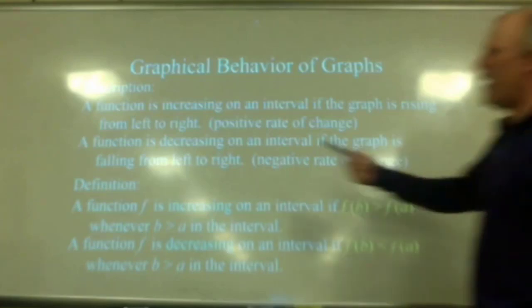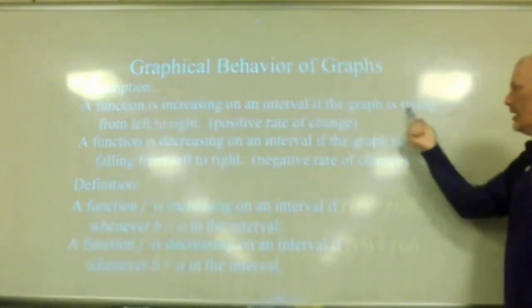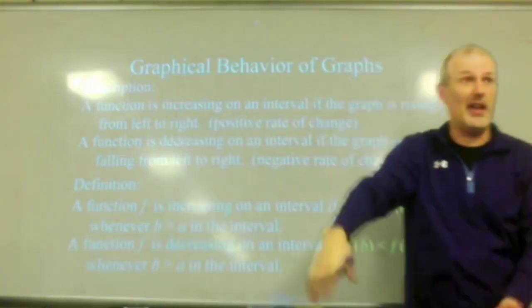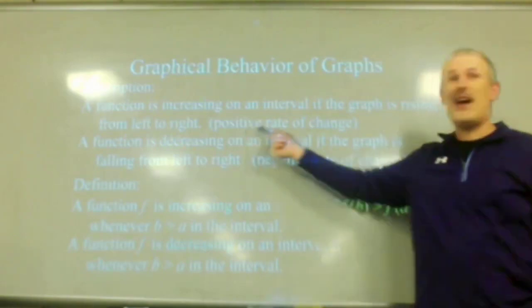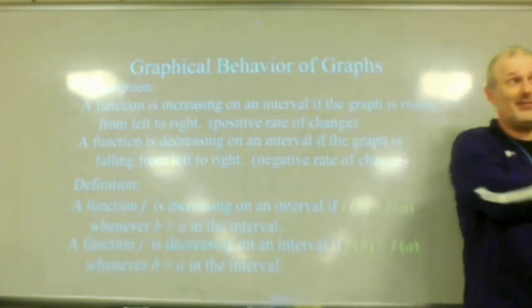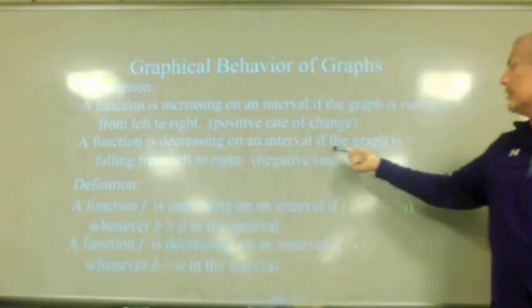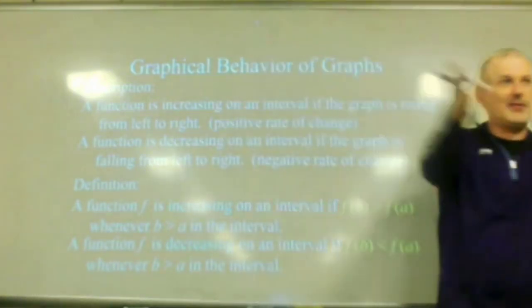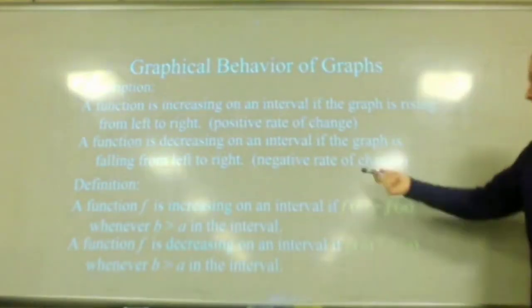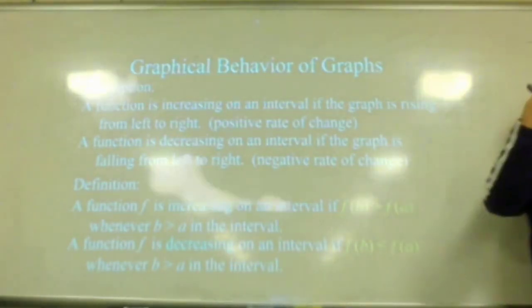And when we talk about a graph, the way we can think about it, a function is increasing on an interval if the graph is rising from left to right. Okay, so it's going up from left to right. And that would be like a positive rate of change. Remember how some of our rates of change were positive as we went through time, and then some were negative? A function is decreasing on an interval if the graph is falling from left to right, or going down from left to right. So it would look something like that. And that would be a negative rate of change. So that's the description in our minds, and when we're looking at a graph, that's what we can think about.